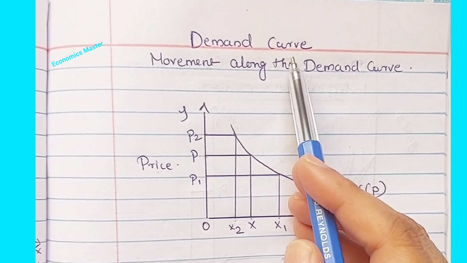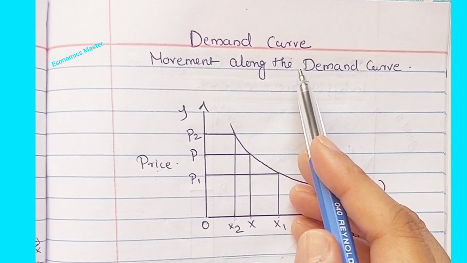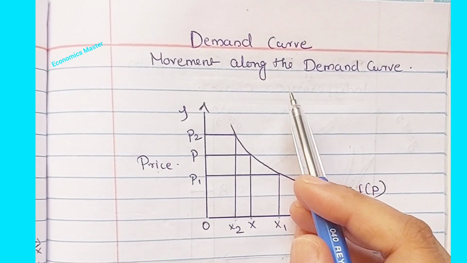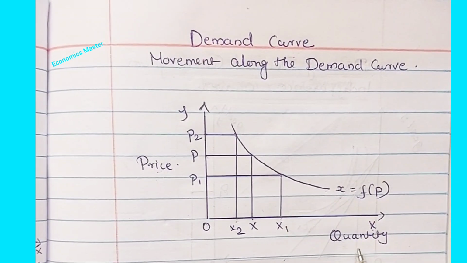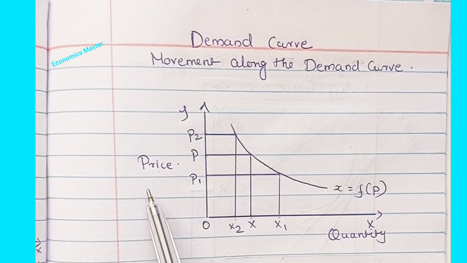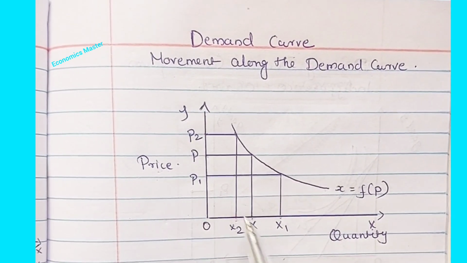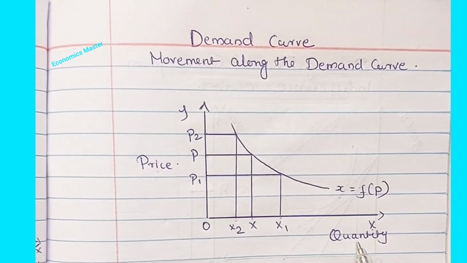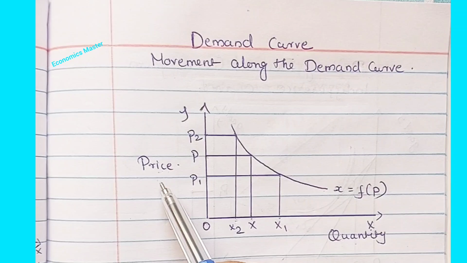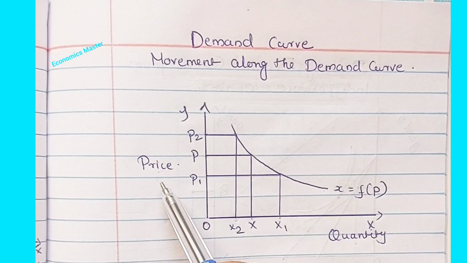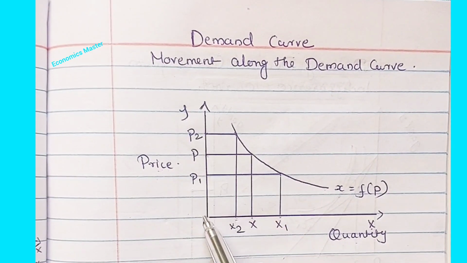Demand curve. The demand curve is a graphical representation of the demand function. It shows the relationship between the quantity demanded for a commodity and the price of the commodity. The dependent variable, quantity, is measured along the horizontal axis, and the independent variable, price, is measured along the vertical axis.